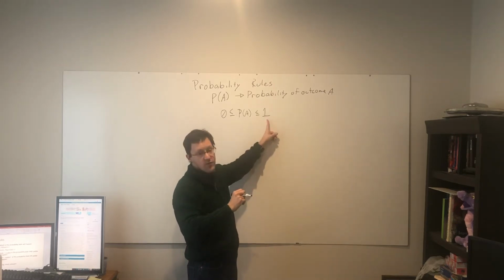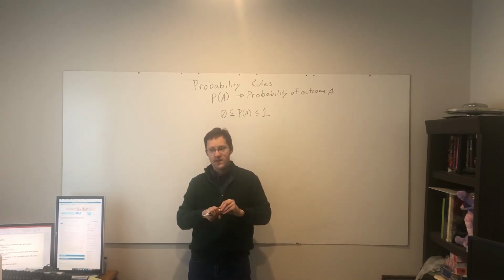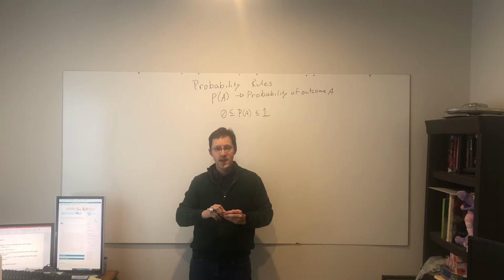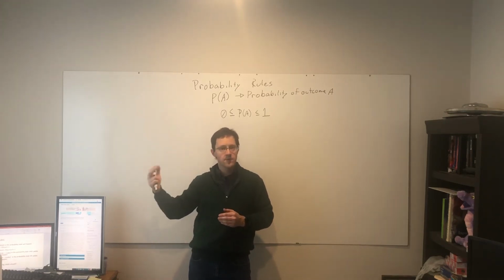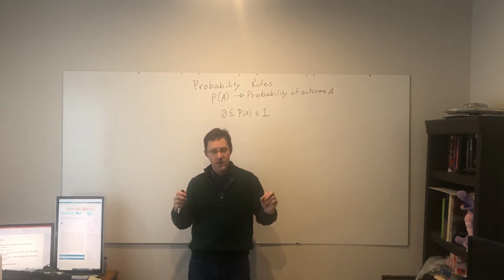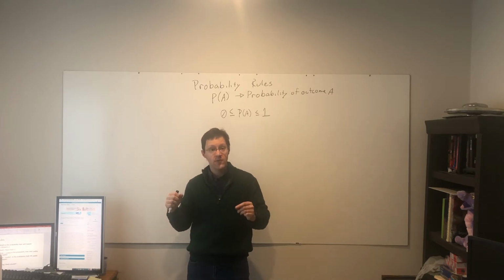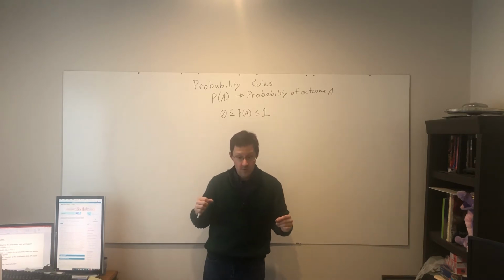If something is absolutely guaranteed, the probability of there being a sunrise today, that is guaranteed to happen. It may be behind clouds, it may be behind snow, but it's going to happen. There will be a sunrise. That outcome, yes, there's a sunrise, happens every single day. It is a probability of 100%, or 1.